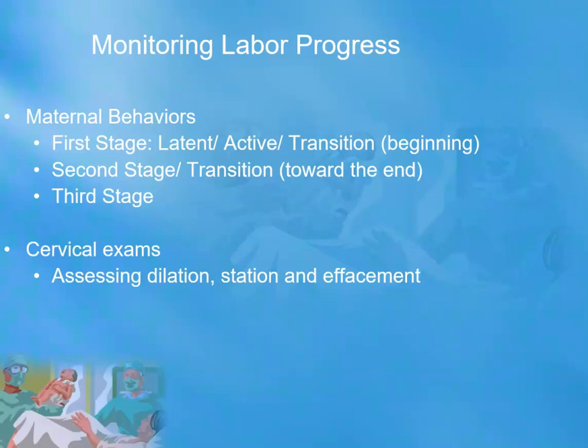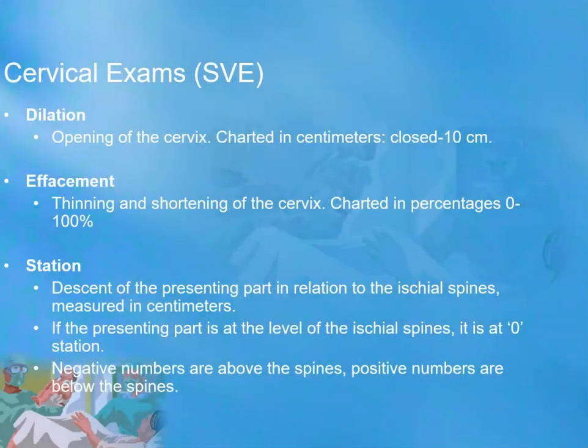So those cervical exams, we're assessing for dilation, station, and effacement. So cervical exams, you might see SVE, sterile vaginal exams. We look at dilation, effacement, and station. So the dilation is how open that cervix will get. And it can go from closed to 10 centimeters. That is one big thing people always ask, how much are they dilated?